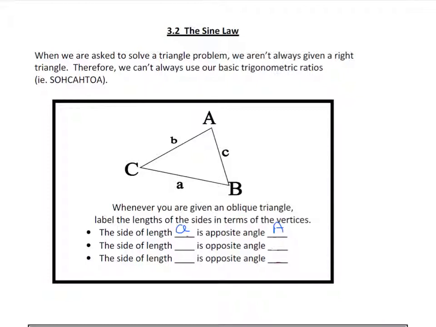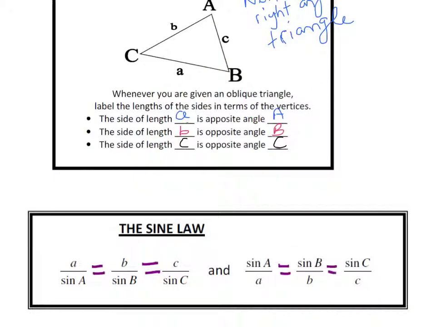So, whenever you're given an oblique triangle, a non-right angle triangle, so there's no right angles here, you label the sides and the lengths in terms of the vertices. So, the side of length little a is opposite to angle A, like we talked about earlier. The side of length B is opposite to angle B, and the side of length little c is opposite to angle C.